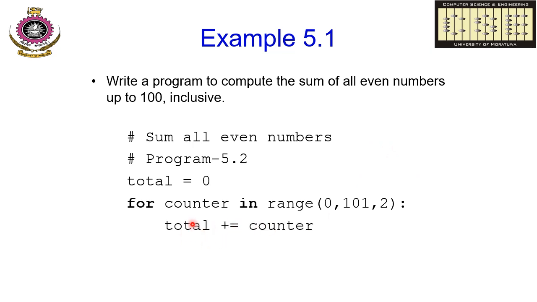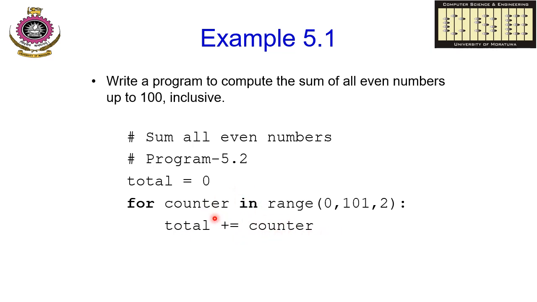So what we do in the body of the loop, we accumulate. You probably have seen this operation, plus and equal sign together. What it does is, whatever comes in on the right hand side is added to the value of the variable on the left hand side. So this is equivalent to saying that total is equal to total plus counter.